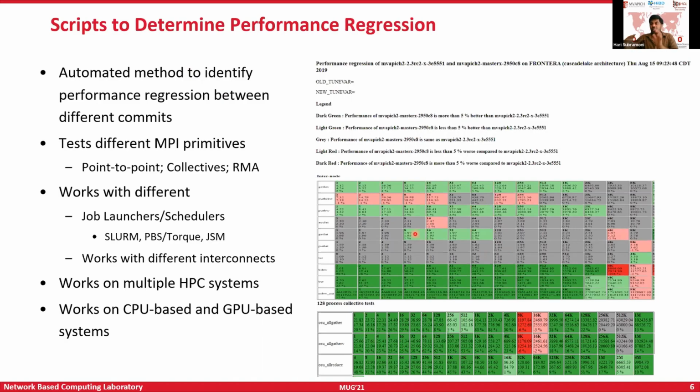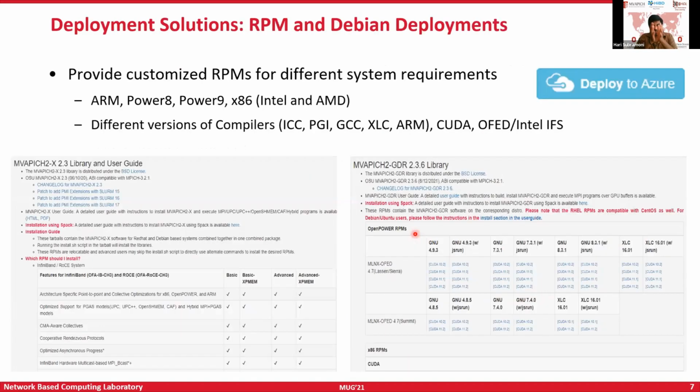So once we have made sure that we have the code ready, the functionality is good, and the performance is good, the next headache or the next challenge is to figure out how we deploy these solutions. So we have different deployment strategies. We can deploy our solutions as RPMs or Debian packages, or we have the capability to deploy directly on cloud platforms like Microsoft Azure or AWS directly from the MVAPICH site.